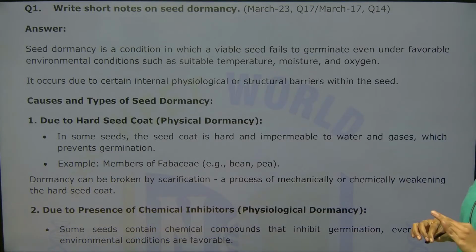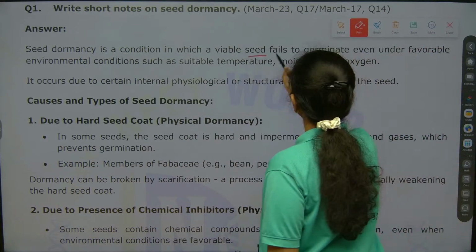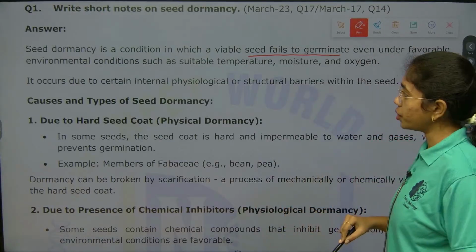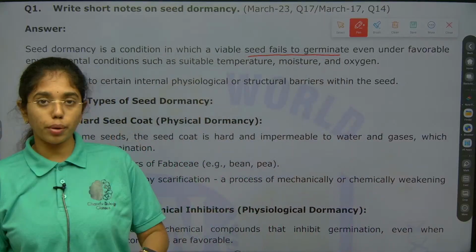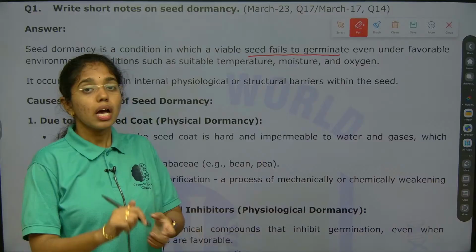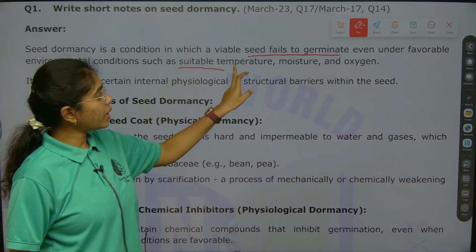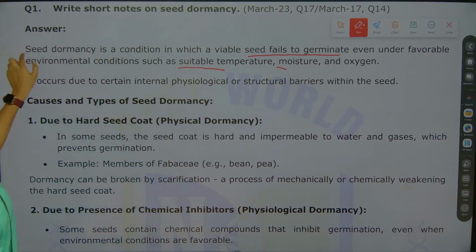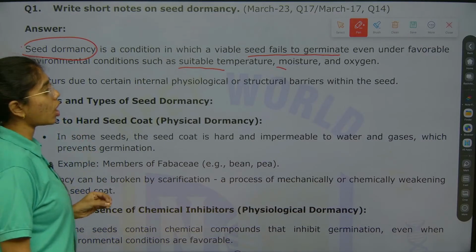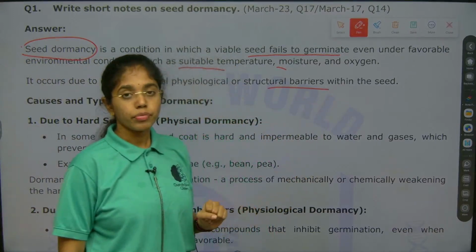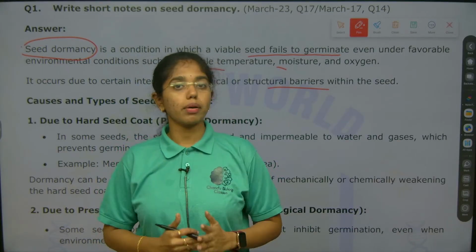Seed dormancy is a condition in which a viable seed will fail to germinate. This is due to unfavorable conditions. Even under favorable conditions, the seed may fail to germinate. Usually this happens in unfavorable conditions, but sometimes seed dormancy is seen even in favorable conditions, such as suitable temperature, moisture and oxygen. Such condition is known as seed dormancy. It occurs due to certain internal physiological or structural barriers within the seed. Either external barriers or internal barriers will prevent the seed from germination.